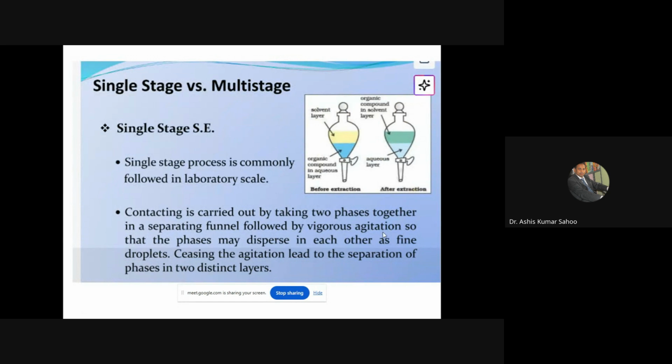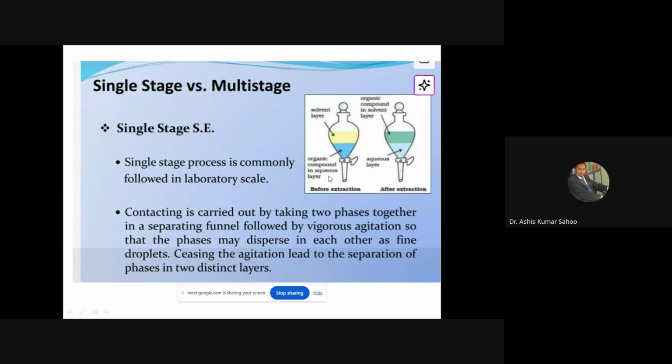This is the separating funnel. In the separating funnel, the lower part is the aqueous layer and the other is the solvent layer. The organic compound is in the solvent, and this is the aqueous layer in the extraction. This is before extraction, and this is after extraction. After extraction, we get the organic compound in the solvent layer; before, the organic compound was in the aqueous layer.